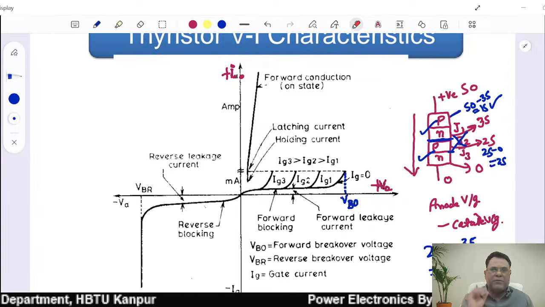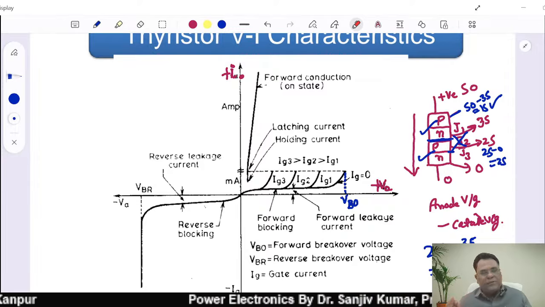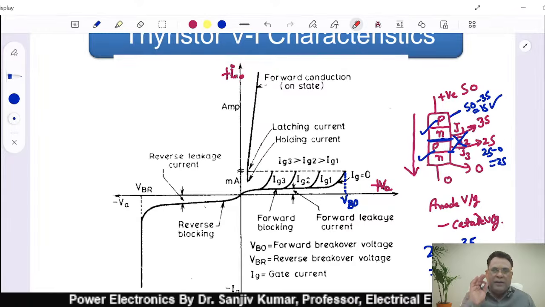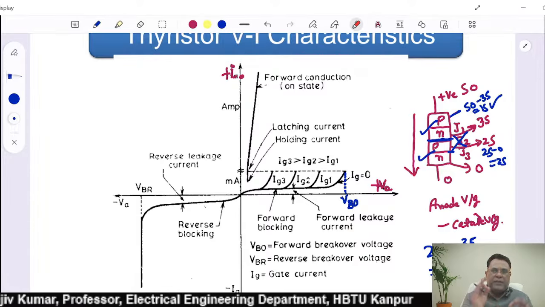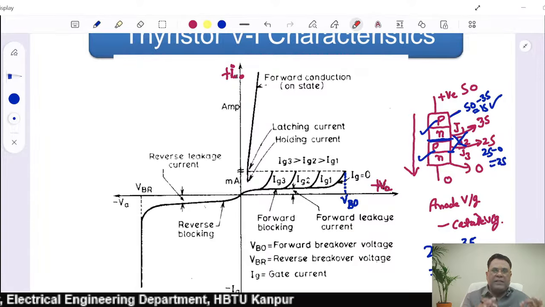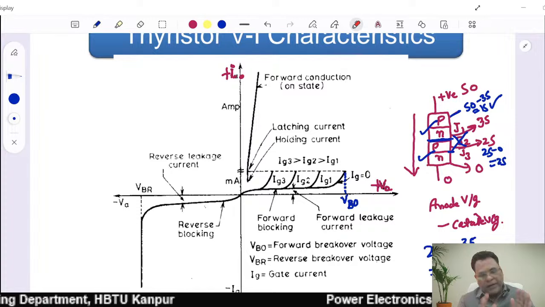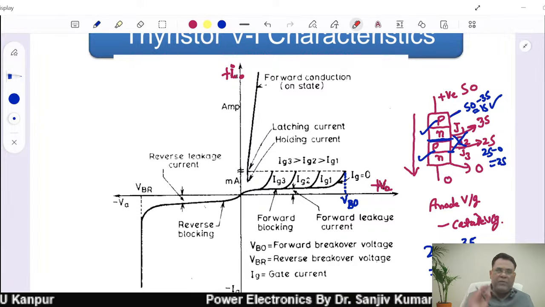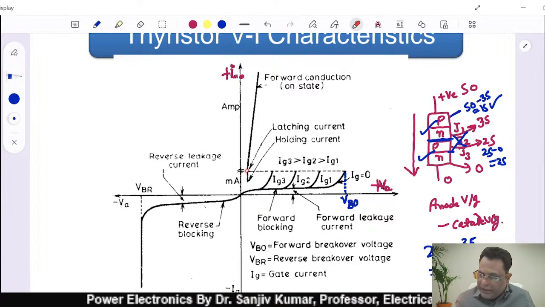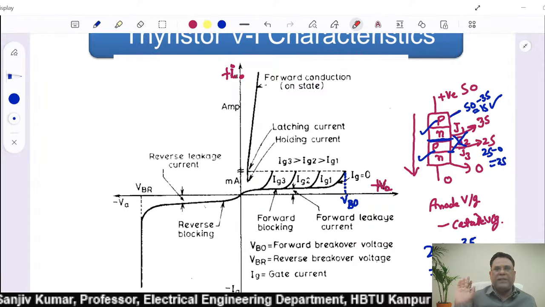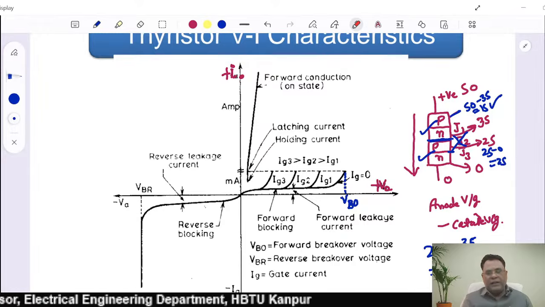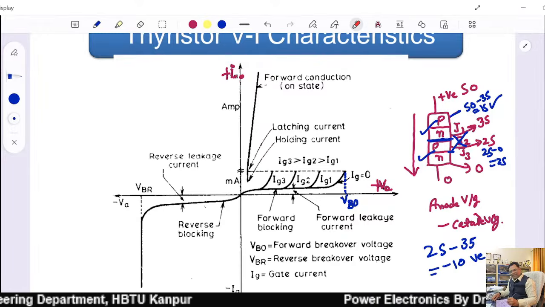ध्यान से मेरी बात को समझिएगा. गेट पल्स को हटाने से, जस्ट हटाने से पहले, जिस क्षण आप हटा रहे हैं उस समय थायरिस्टर को लैचिंग करंट के बराबर वैल्यू प्राप्त कर लेनी चाहिए. It must attain the value at this point, latching current, and this latching current and holding current are provided by the manufacturer. They provide it in the data sheet, right?